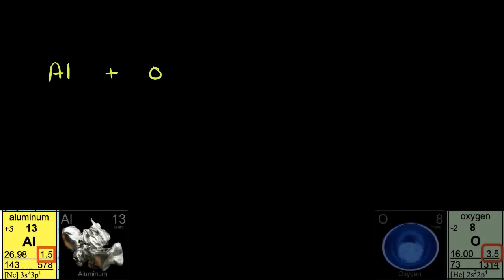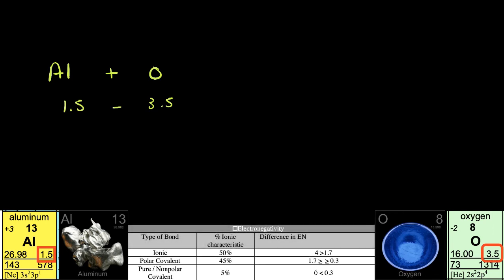Let's go to aluminum. Let's say aluminum and oxygen are going to bind together with one another. Aluminum and oxygen now. Oxygen, pretty attractive, 3.5 electronegativity. Aluminum, not so attractive at a 1.5. So our change in electronegativity here is going to be a 2. That means it's going to form an ionic bond, just like everything else, right?